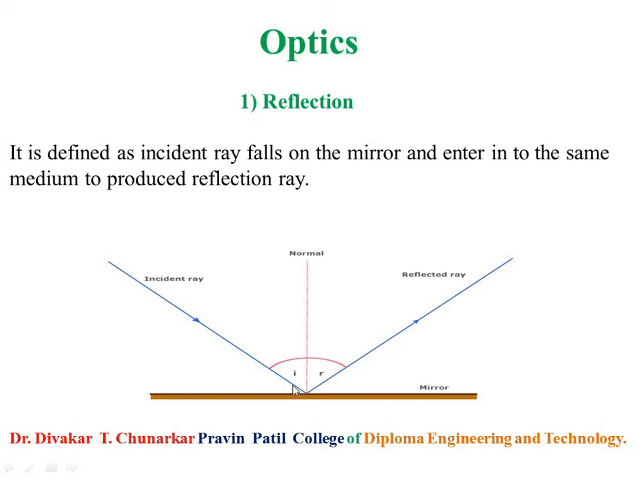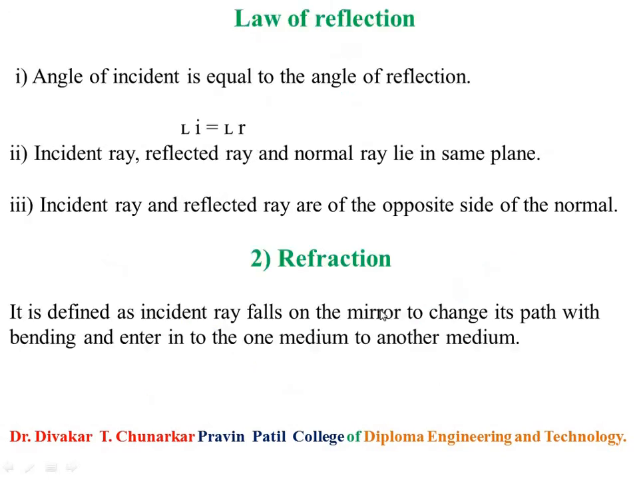Here I is the angle of incidence, and R is the angle of reflection, and this is the normal ray. Law of reflection: angle of incidence is equal to the angle of reflection, that is, angle I equals angle R. The incident ray, reflected ray and normal ray lie in the same plane. Keep in your mind, incident ray, reflected ray and normal ray lie in the same plane.